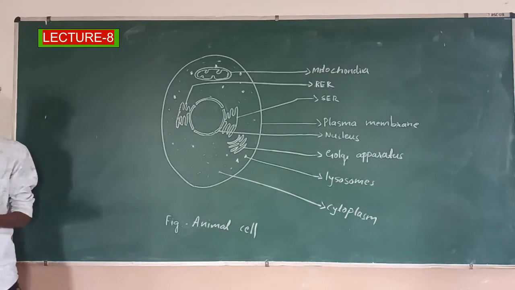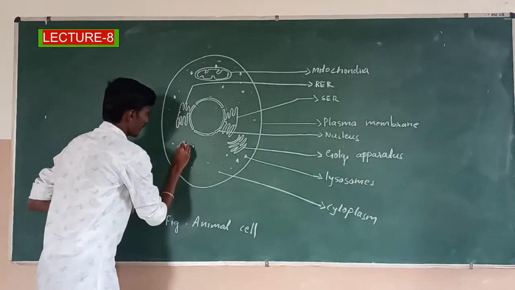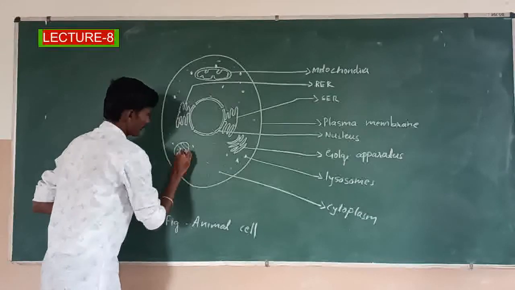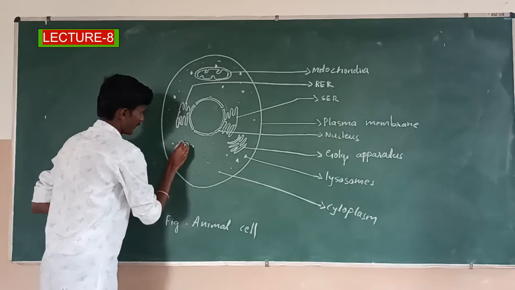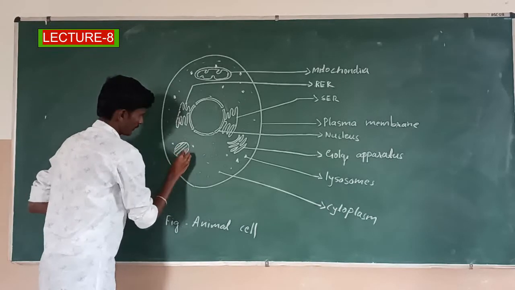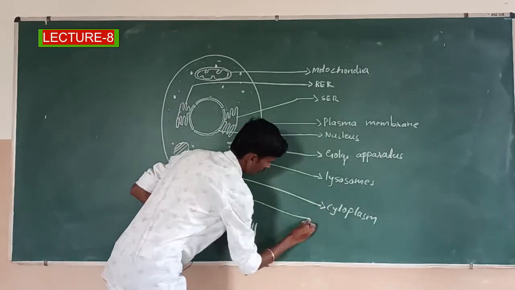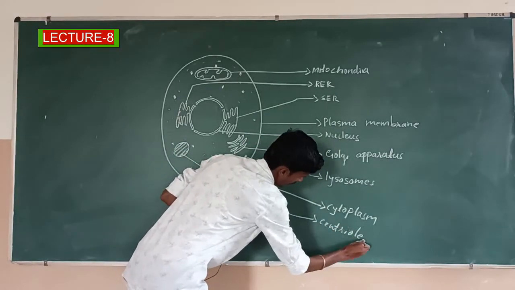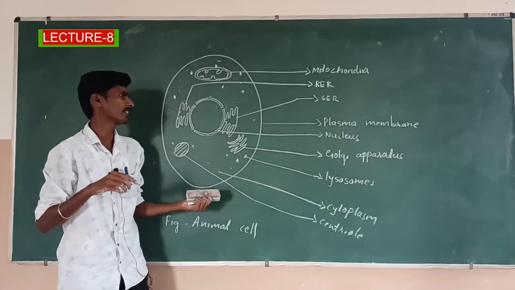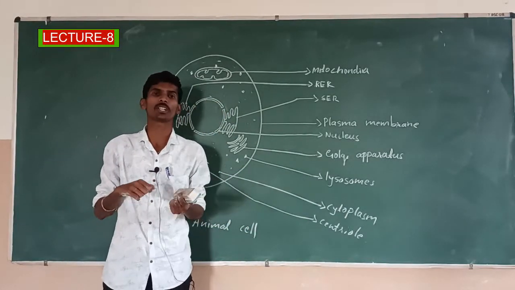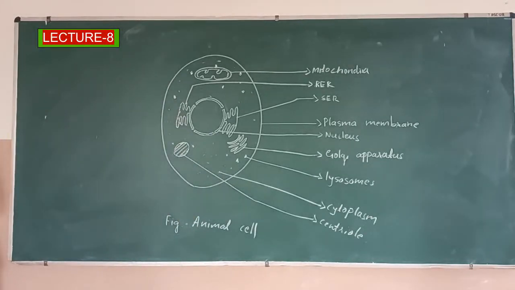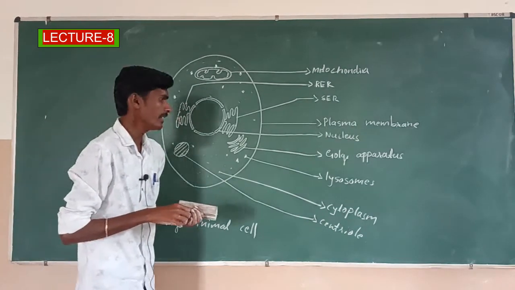The next one, it also has another cell organelle, that is called as centriole. This centriole is involved in the division of cells, in mitosis or cell division. This is about the animal cells.